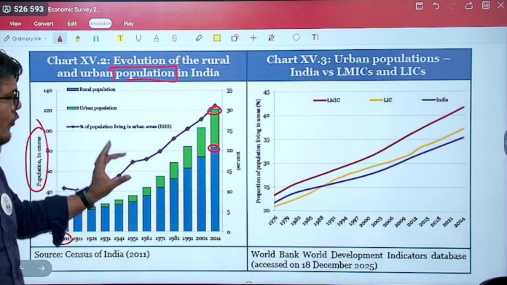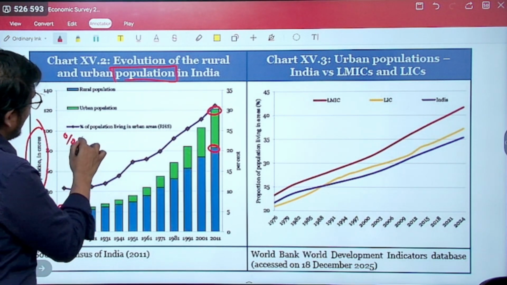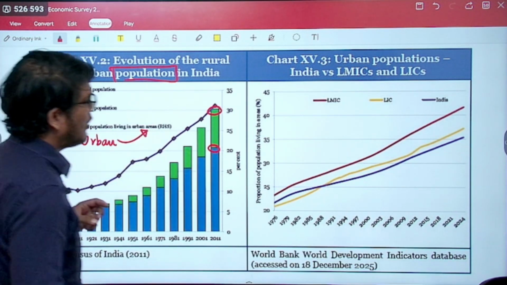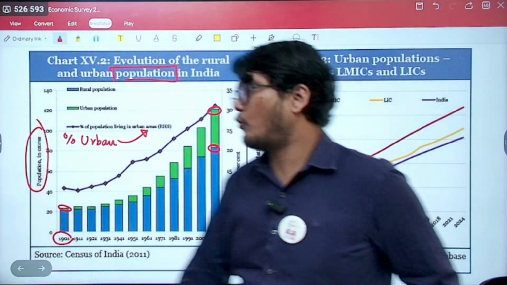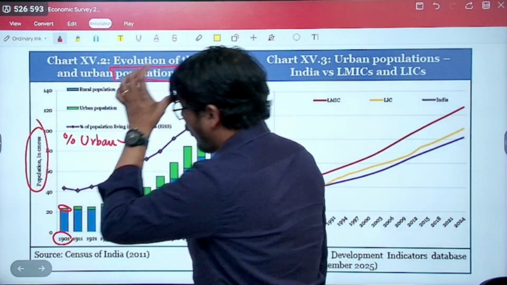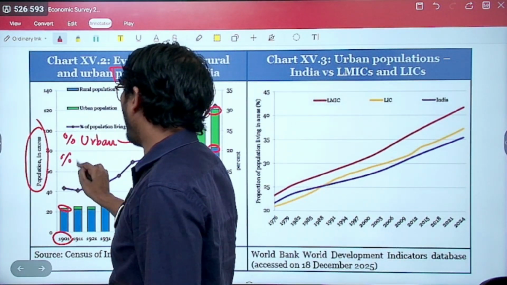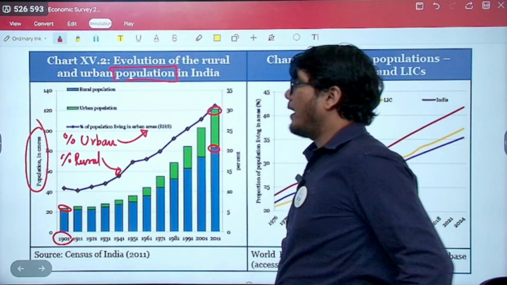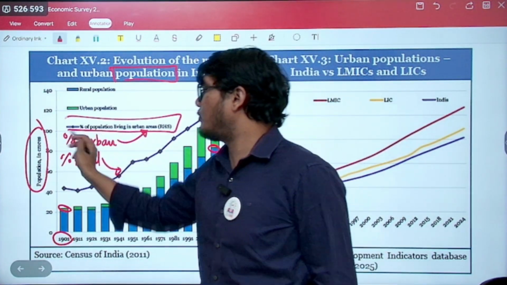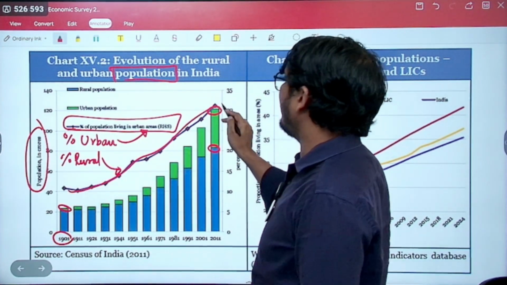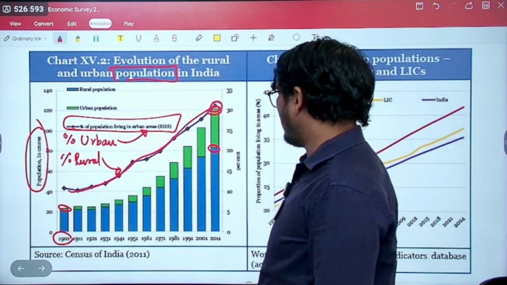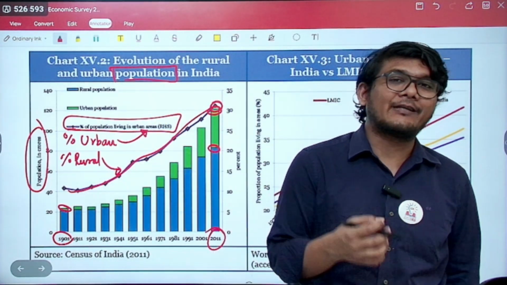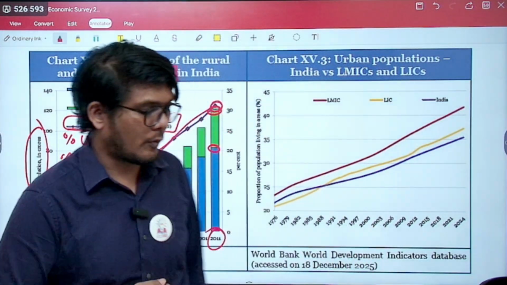So this graph shows that the percentage share of urban population in the total population has kept on increasing. At the same time, the percentage share of the rural population in total population has gone down. And this is the percentage of population living in urban areas, which you can see has consistently gone up, and we are at more than 30% as of 2011. In fact, as of 2025, certain reports suggest that the percentage is up to 36% probably.